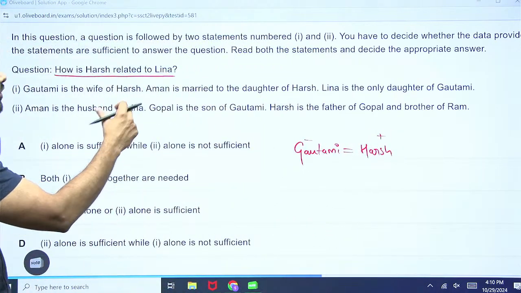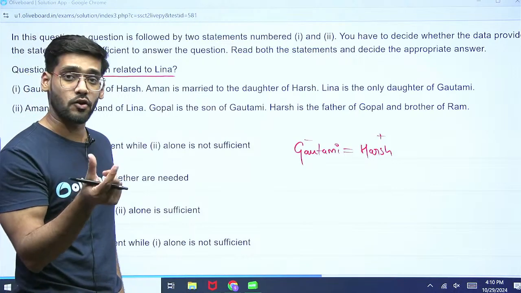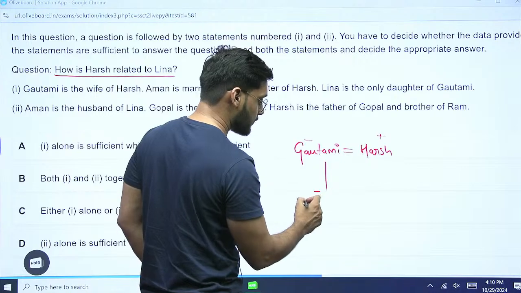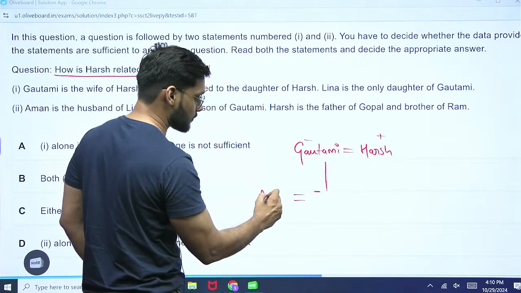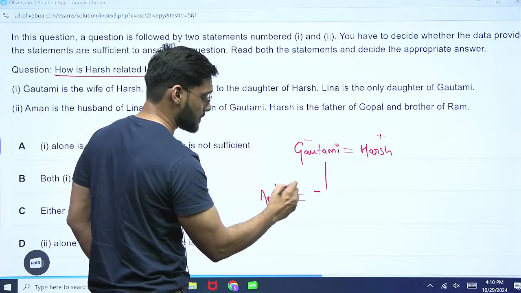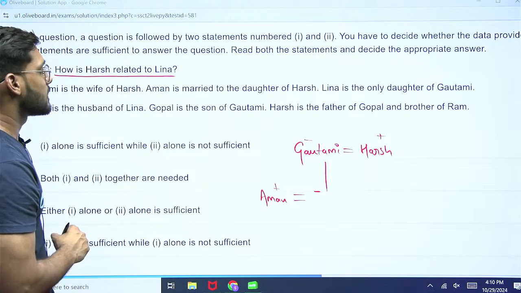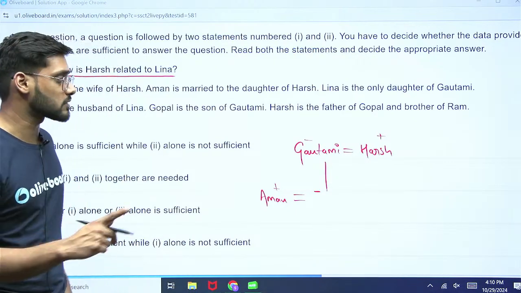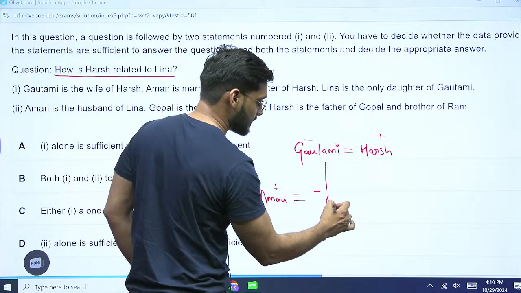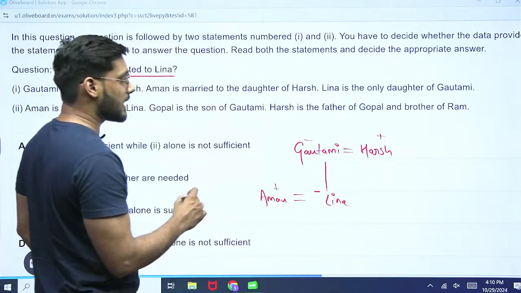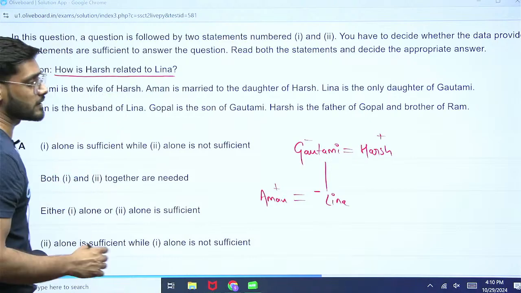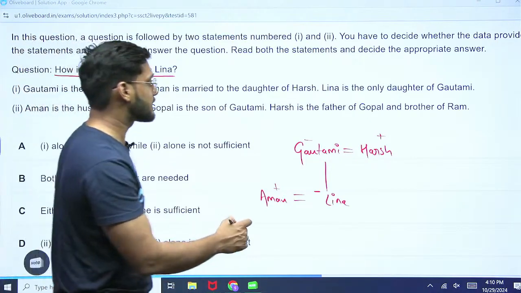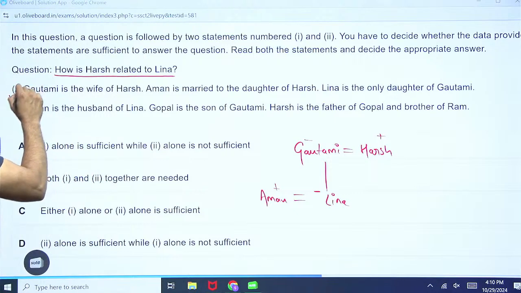Aman is married to the daughter of Harsh. So there will be a daughter of Gautami and Harsh, and one guy named Aman will be married to her. Like this. Leena is the only daughter of Gautami. There is only one daughter of Gautami and Harsh, that is Leena. So can we find out how Harsh is related to Leena? Yes, we can find out from statement number 1 that Harsh is the father of Leena. So statement number 1 alone is sufficient.